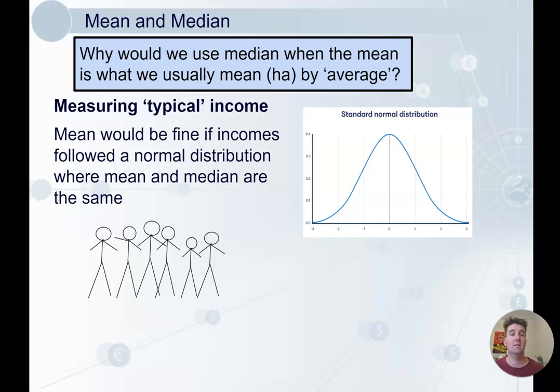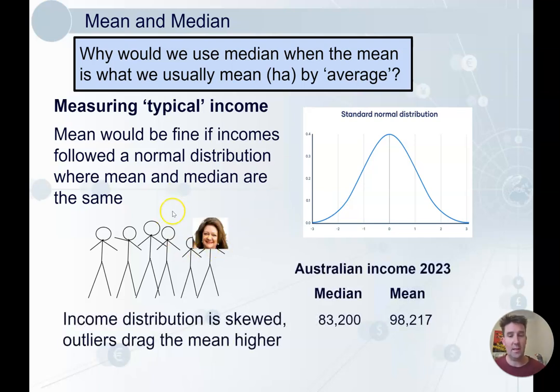There are outliers. So in Australia, for example, we've got this lady, Gina Rinehart. She's an outlier in terms of income. So she's got such a high income that her and other people like her drag the average incomes up, right? So the mean income is $98,000 a year. The median, so 50% are higher than this, is 83,000. So your average is 98,217, but your typical income is more here, 83,000. That's what you would more expect to find someone with that income, right?